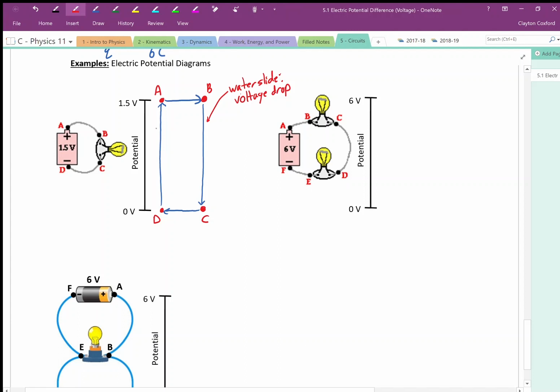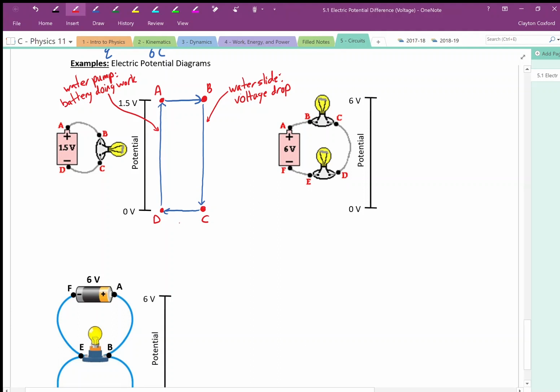Whereas over here, from D to A, this is like our water pump. This was pumping up our water. This is the battery that is doing work to lift, quote unquote, these charges from the low potential location to the high potential location, from the negative terminal of the battery to the positive terminal of the battery.